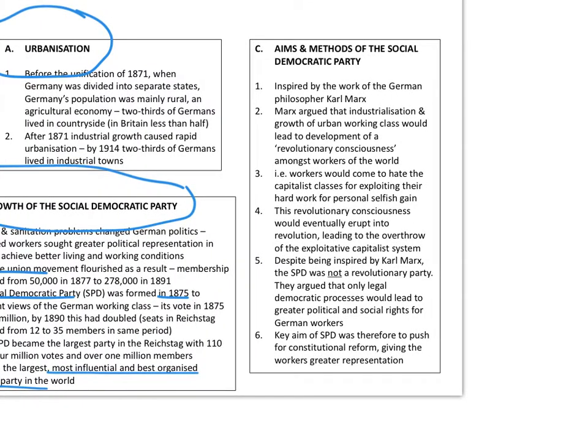Their aims and methods, remember: the Social Democrats were a Marxist party. They followed the teachings of the philosopher Karl Marx.